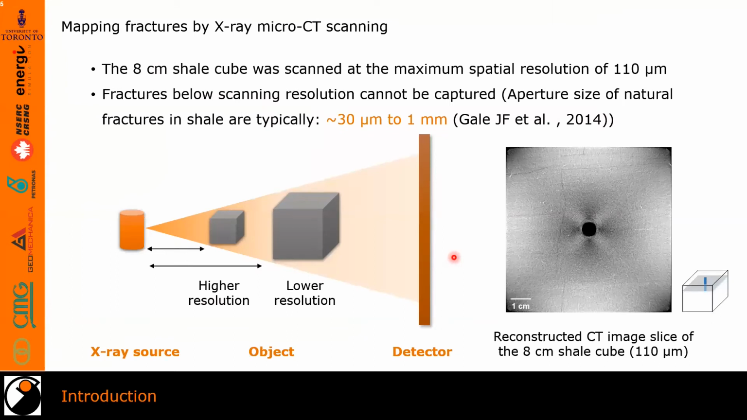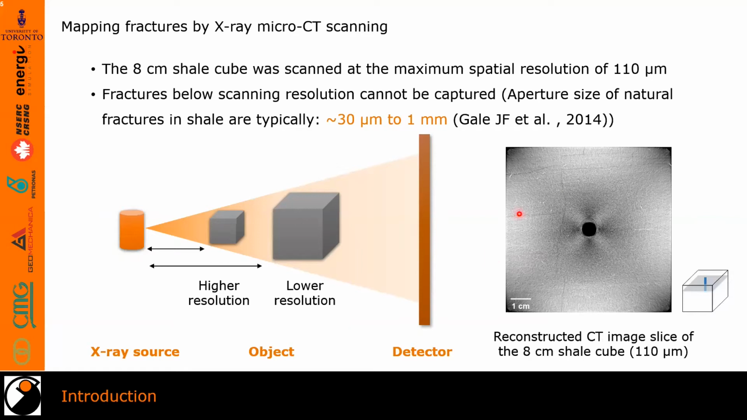The X-ray micro-CT has been extensively used to examine the internal structure of shale. A spatial resolution down to several microns can be achieved for millimeter-sized objects. However, since the CT scanning resolution is related to the size of the object, scanning a bigger object would result in lower resolution. The 8 centimeter shale cube that we have can be scanned by Phoenix micro CT at the maximum spatial resolution of 110 micron.